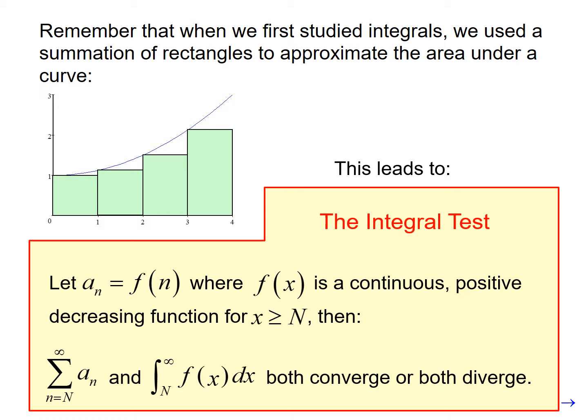Now, in order to apply the integral test, we have to check a couple of conditions. Let a sub n equal f of n. So our terms of the series are given by some function of n. And if we used x instead of n, we would have a continuous function. That function would be positive, and that function is decreasing for all values of x greater than some value of n. So eventually, the function needs to be continuous, positive, and decreasing. If we have those conditions met, then the series of a sub n and the integral from n to infinity of f of x have the same behavior. They both converge or they both diverge.